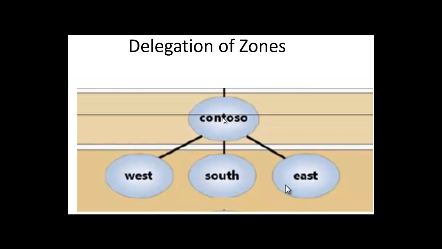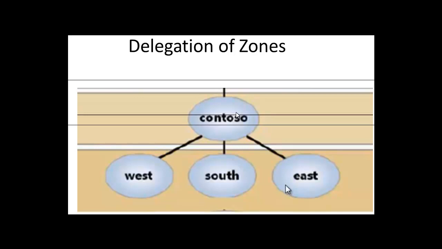And under Contoso, we have West, South, and East. So West is a child domain of Contoso. South and East are also children domains of Contoso. In Contoso itself, we have a DNS server. Within that DNS server, we created a number of zones.